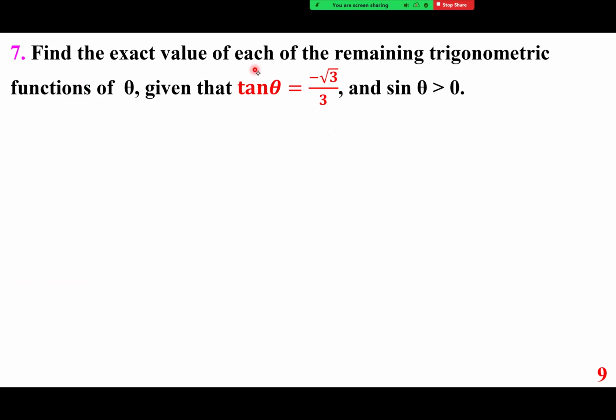Find the exact value of each of the remaining trigonometric functions of theta, given that tan theta is minus square root of 3 over 3, and sine is positive.